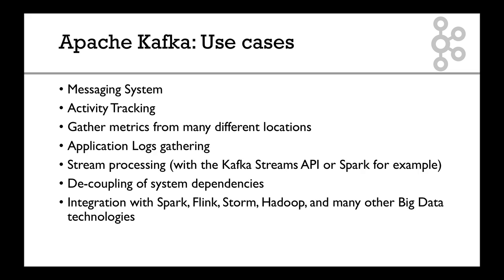So a few use cases for Apache Kafka. You could use it as a messaging system. You can use it as an activity tracking tool. You could use it to gather metrics from many different locations. You could gather application logs. You can also do stream processing using what we'll see is the Kafka Streams API or Spark, for example. As we saw before, it allows you to decouple your systems, and it has many different integrations, and I just named a few. There's Spark, Flink, Storm, Hadoop, and other big data technologies.